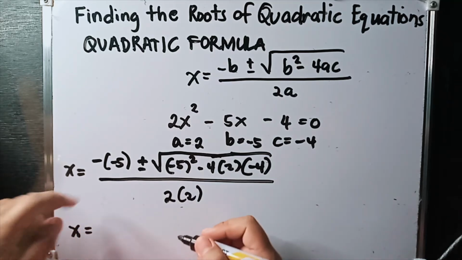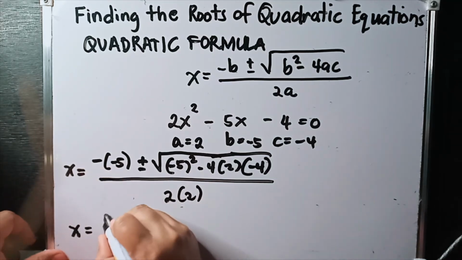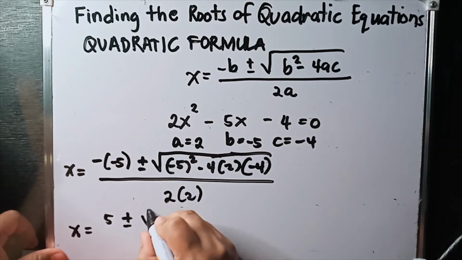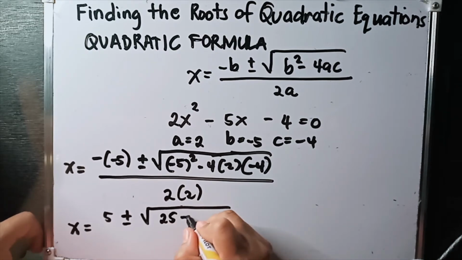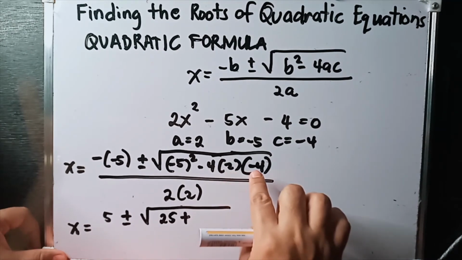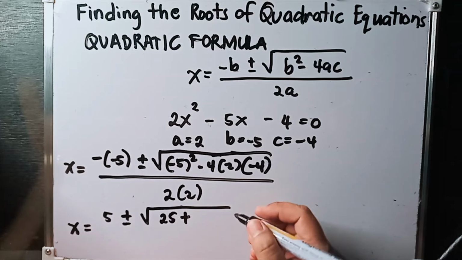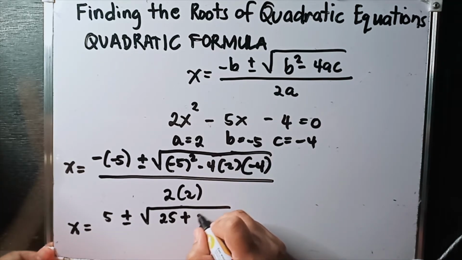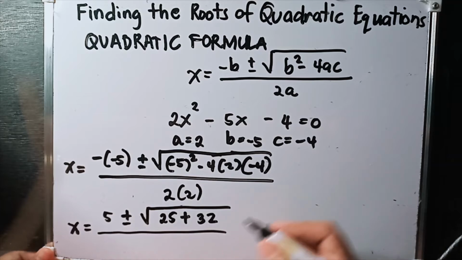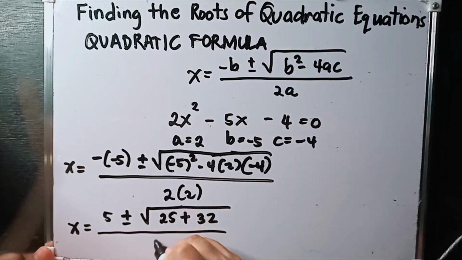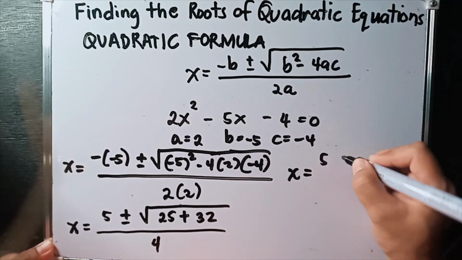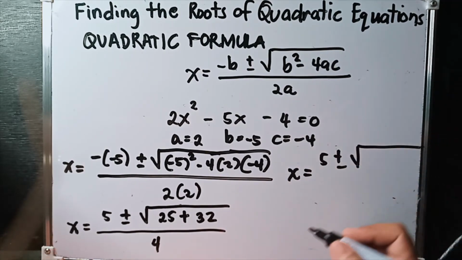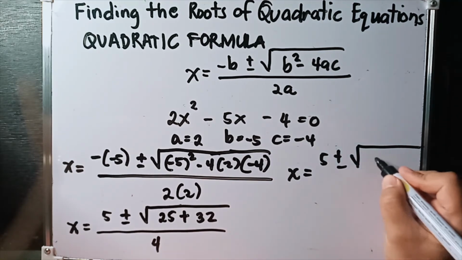So X is equal to a negative and negative, so it will become positive 5, plus minus the square root of, we simplify, negative 5 squared is 25, plus 4 times 2 times negative 4 is 32. Right? All over 2 times 2, which is positive 4. Okay, X then will become 5 plus minus the square root of 25 plus 32 is 57.